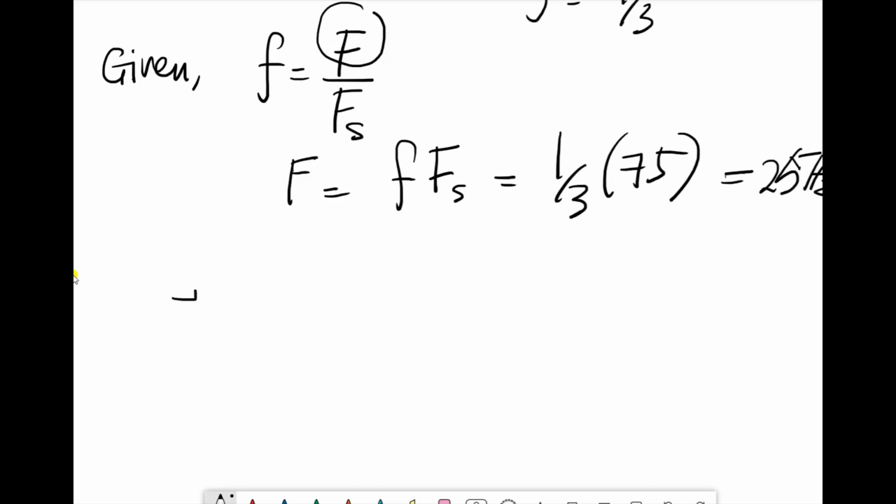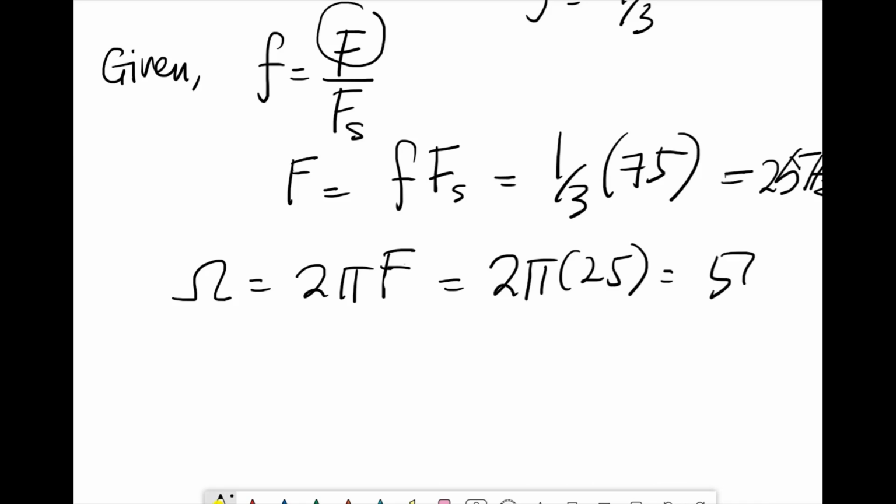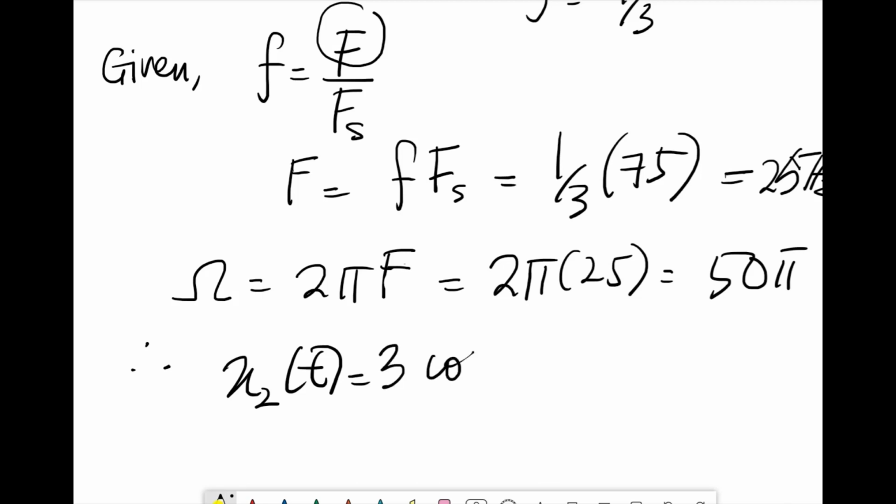So we know also that omega equals 2 pi F. Oops, I was too excited there. Okay, so 2 pi F. All right, so here is 2 pi times 25 equals 50 pi. So therefore x2(t) equals 3 cos 50 pi t. And so this is your sinusoid that is obtained from the same discrete time signal. Okay.